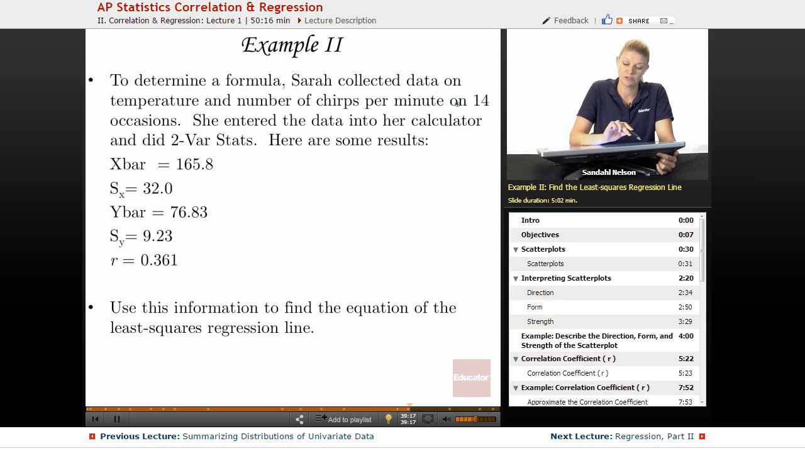Sarah collected data on temperature and number of chirps per minute on 14 occasions. She entered the data into her calculator and did 2 var stats, something we'll talk about in a second. Here are some results.